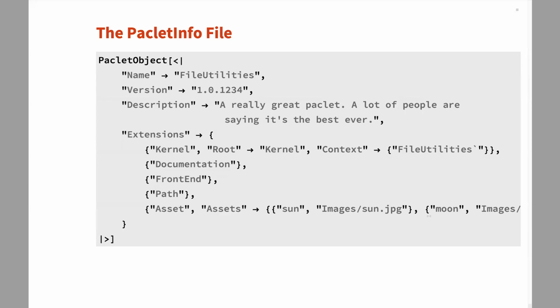And a documentation extension. As you can see, oftentimes these extensions are very short because the package manager has conventions about where things would be. So if you just say documentation extension as a one-line thing, and you have your documentation in the standard location, which is a Documentation subdirectory, then the package manager will be able to weave that into the documentation of the system. Same thing with front end. I'm not going to talk about what some of these extensions actually do, but this is what a PacletInfo file looks like.